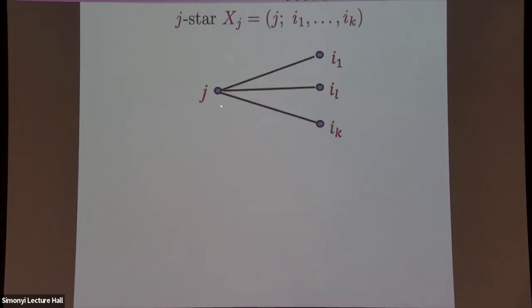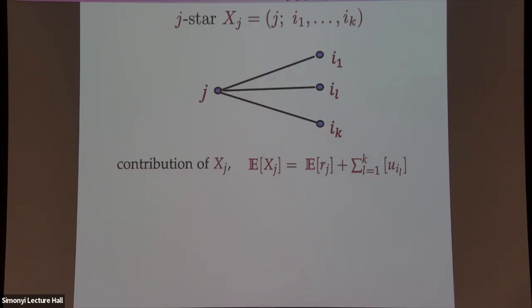What is a J star? It is J together with K edges, where K is KJ in this case. So a J star is J together with all possible K edges. Each of these is a J star. The contribution of this J star is the revenue of J plus the total sum of the utilities of each of these queries. This is different from B matching, which is just 0-1 bits. Anyway, the point is that rather than matching every J to a single I, you match J to KJ many I's.